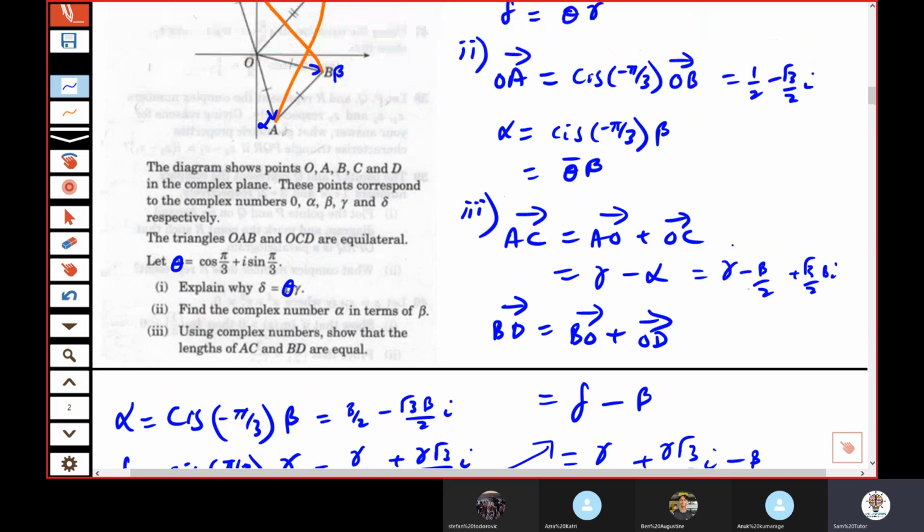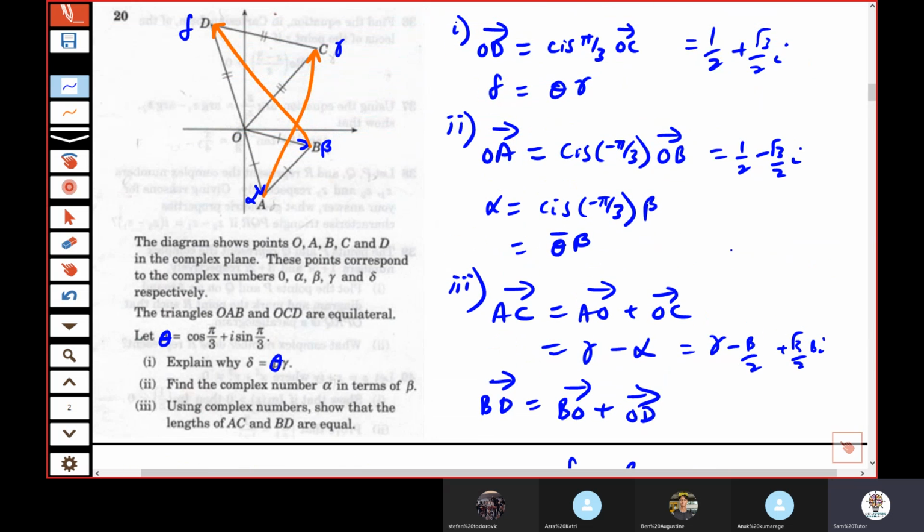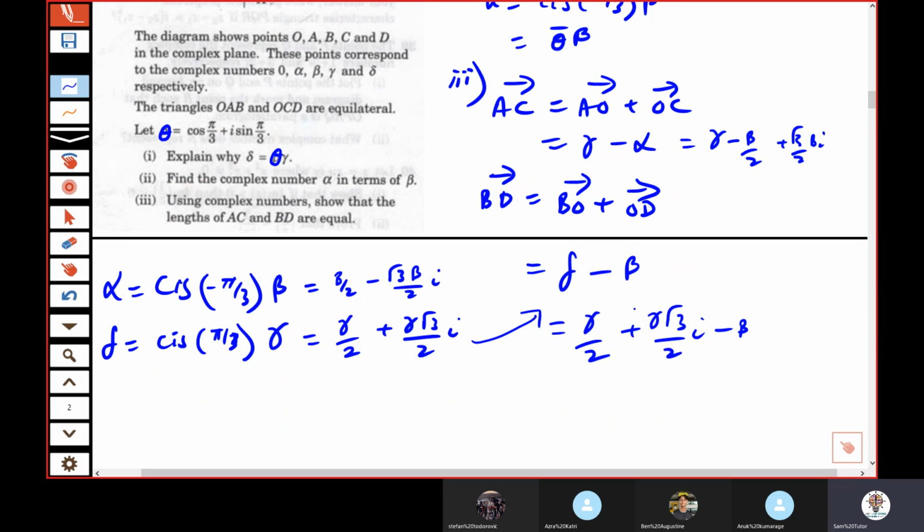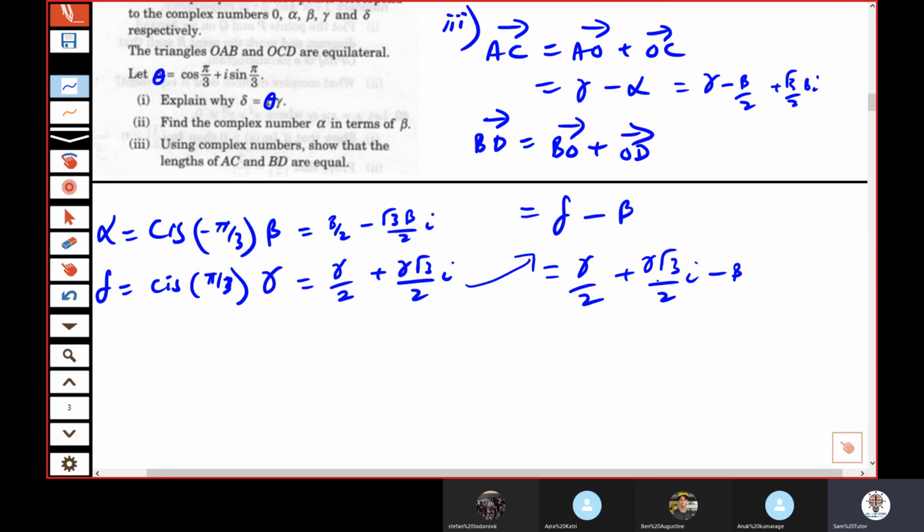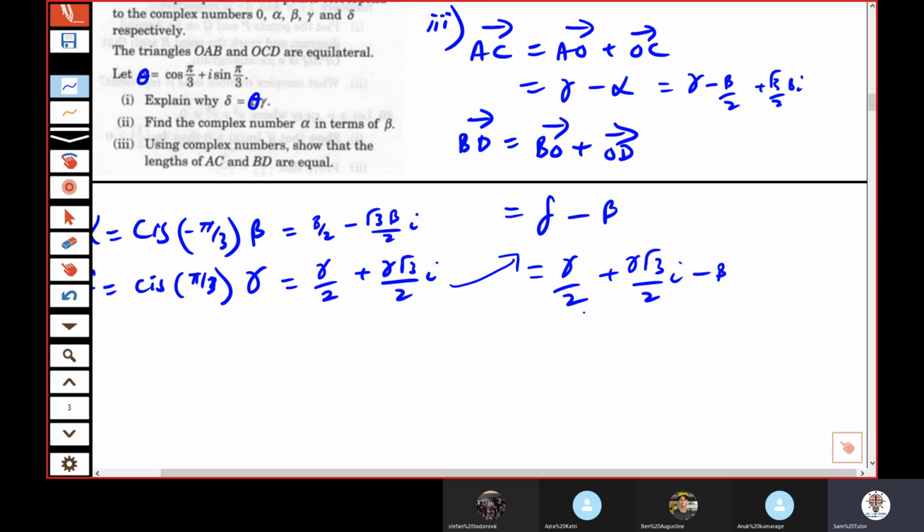Okay, I've done something. Let me go back up. All right. Show that the lengths of AC and BD are equal. What does lengths mean? What's the word you've used a lot in this topic for length? Modulus. So we're going to show that the modulus of this complex number is the same as the modulus of this. Ready?